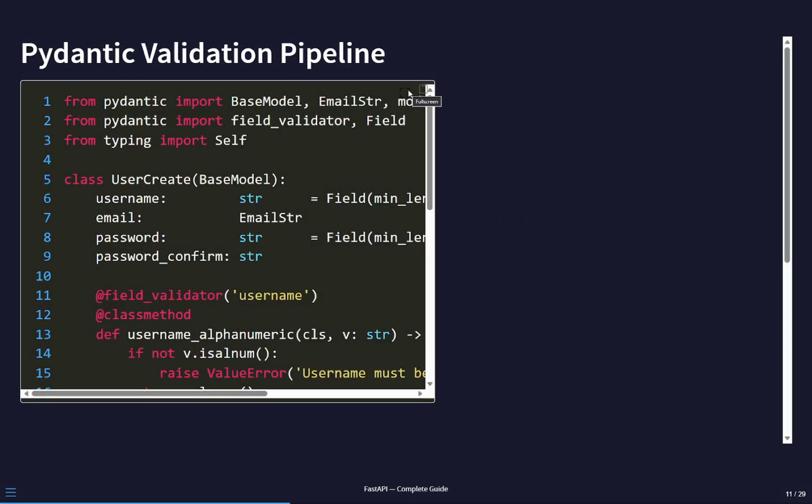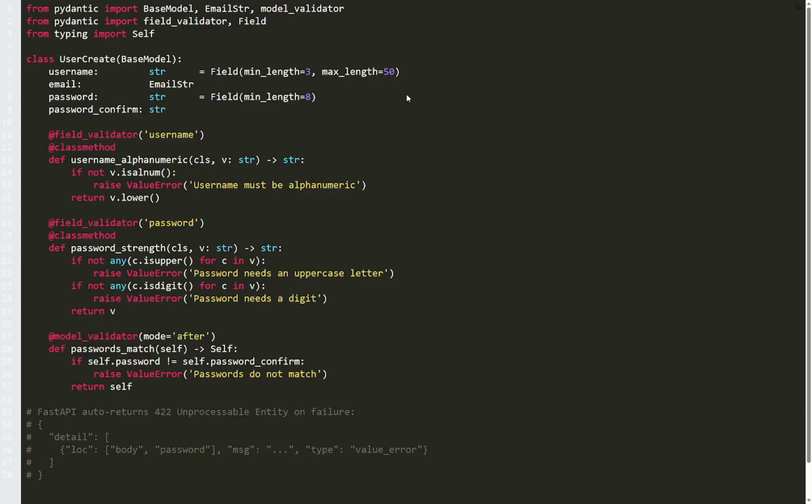Understanding this saves you enormous debugging time. The UserCreate schema demonstrates the full pipeline in one class. We have email as EmailStr, a Pydantic type that validates email format using the email-validator package. Password has a minimum length of 8 enforced at the field level. password_confirm is for the match check.